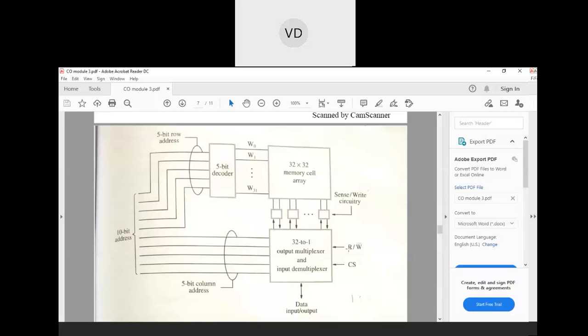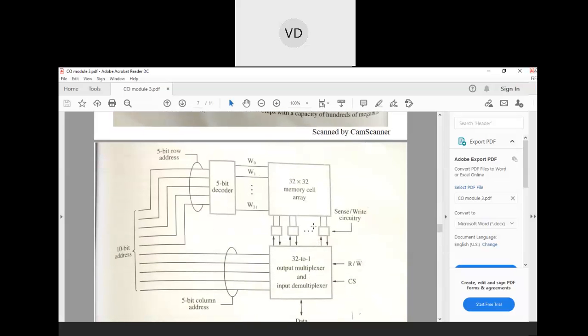Sense and write circuitry, read, write. Only one thing extra: we have a multiplexer and demultiplexer here. Why do we have this multiplexer and demultiplexer? Because the data bits generated are large here. What is this multiplexer doing? Multiplexer means many to one. You give many inputs, but you get only one output. That is multiplexing. What is demultiplexing? The opposite of that. You give only one input and get many outputs. That is demultiplexing. Now, how is this organized?